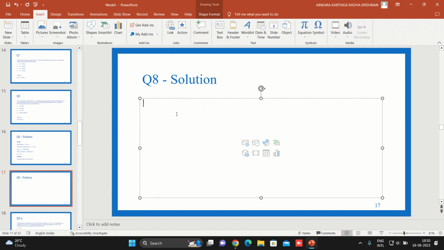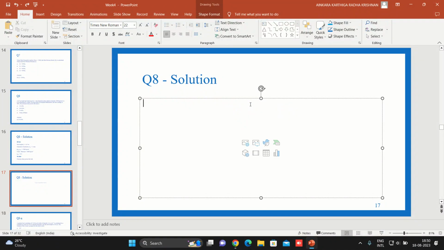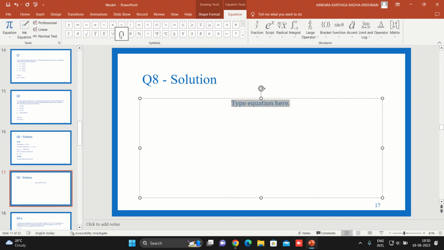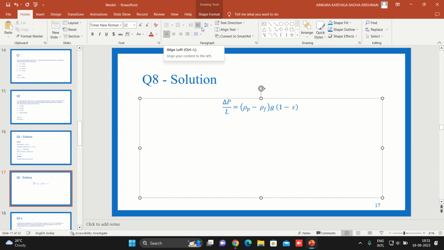At the minimum fluidization condition, we calculate delta P by delta L as delta P by L is equal to (rho s minus rho f) into g into (1 minus epsilon). So in this we'll substitute all the given values, and we'll find out delta P.